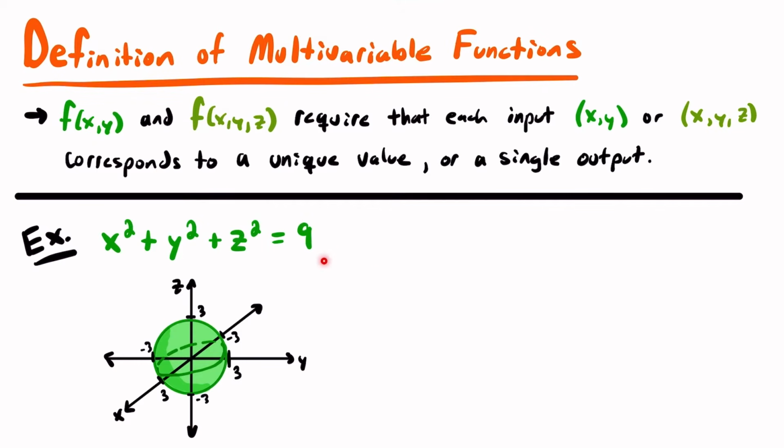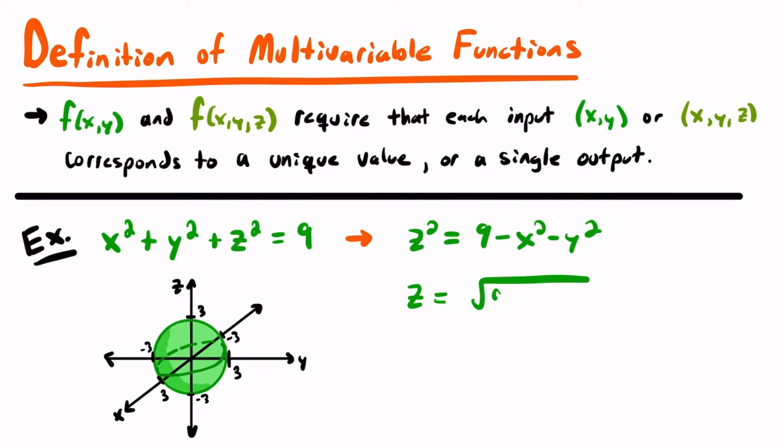What we would want to do is solve for z in this equation. And to do that, we would need to subtract x squared and y squared from both sides of the equation. So that would give us this. We would have z squared is equal to 9 minus x squared minus y squared. And then to finish solving for z, you would need to take the square root of both sides of the equation. So you would get z is equal to the square root of 9 minus x squared minus y squared. Or really what you'd get here is z equals plus or minus the square root of that expression.